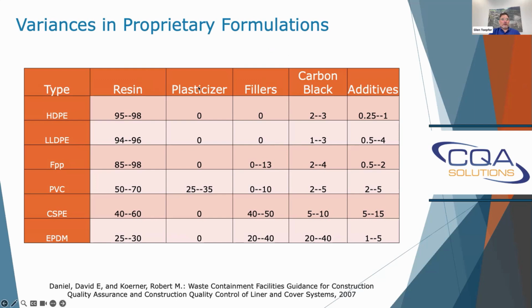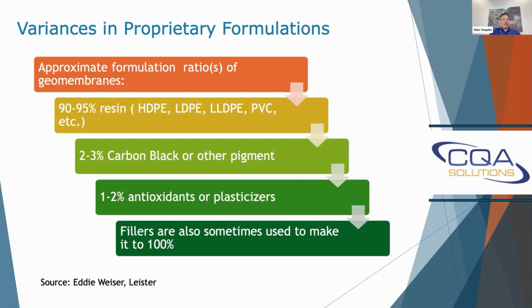Each material, this table from Waste Containment Facilities: Guidance for Construction Quality Assurance by Daniel and Koerner, lists what you can see here, typically, at least in the United States, your resin, carbon black, and additives for HDPE, LL. Eddie Weiser gave a more broad view of what you typically see throughout the world because they sell equipment all throughout the world, but it pretty much follows the same formulation you see in the United States.